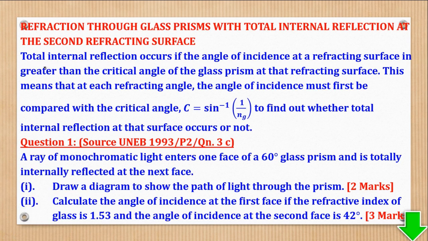What do you do? So in prisms, total internal reflection occurs, first of all, if the angle of incidence at a refracting surface is greater than the critical angle of the glass prism at that refracting surface. This means that at each refracting surface, the angle of incidence must first be compared with the critical angle to find out whether total internal reflection at that surface occurs or it doesn't. So roughly, you get a calculator and press arc sine 1 over n_g and see if the value you get is smaller than the angle of incidence at that point. Otherwise, total reflection has to occur.